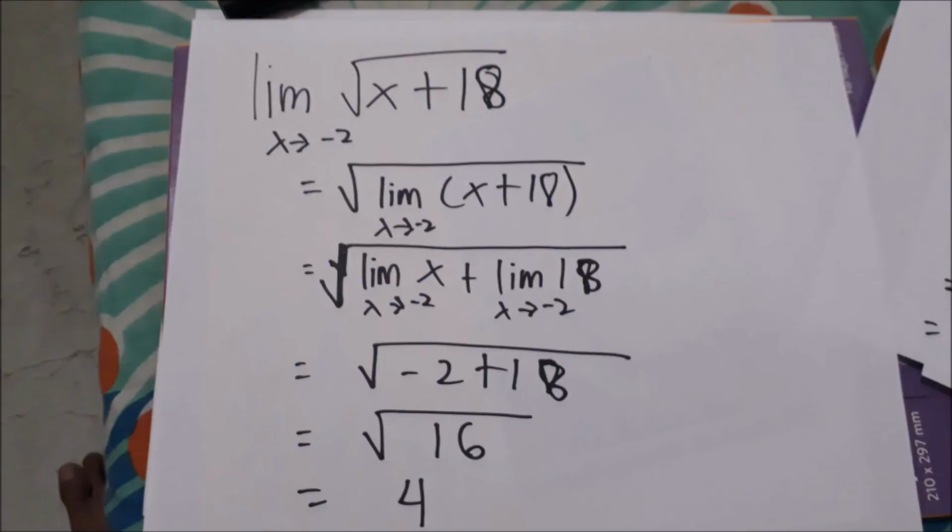For example, the limit of the square root of x plus 18 as x approaches negative 2 can be found by acquiring the limit of the quantity x plus 18 as x approaches negative 2. Then, the square root of the limit of x as x approaches negative 2 plus the limit of 18 as x approaches negative 2 is equal to the square root of negative 2 plus 18, which is equal to the square root of 16. And the final answer is 4.